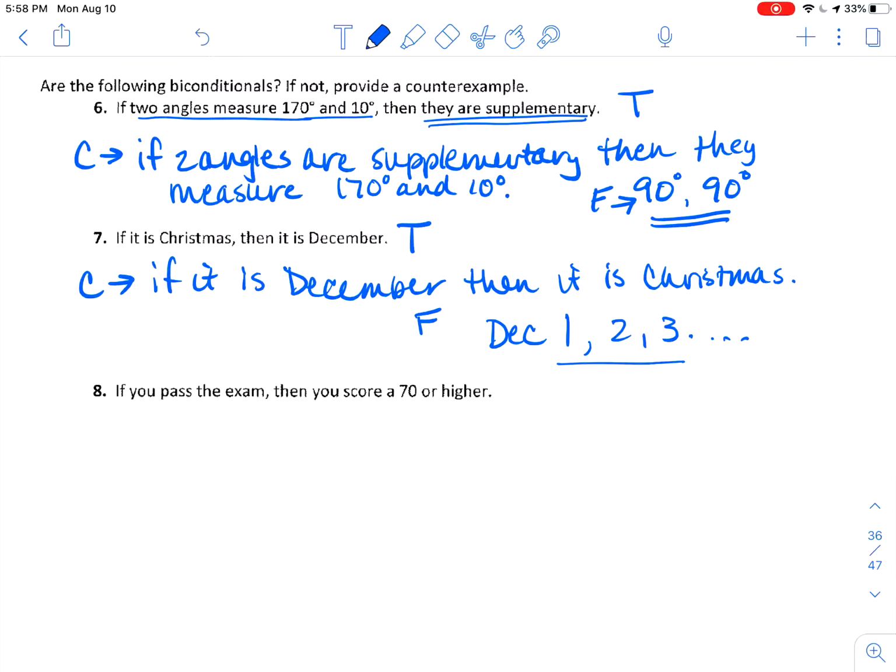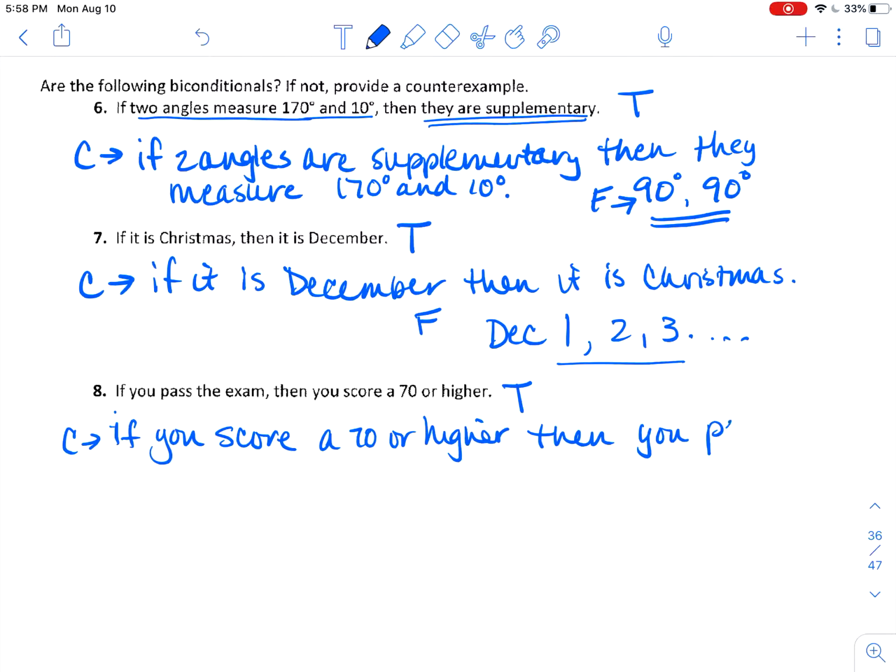And the last one. If you pass the exam, then you score a 70 or higher. Well, that's true. A 70 or higher is a passing score. Let's switch. Let's write our converse. If you score a 70 or higher, then you pass the exam. That is true. If you score a 70 or higher, you pass the exam. Since these are both true, this is a biconditional.